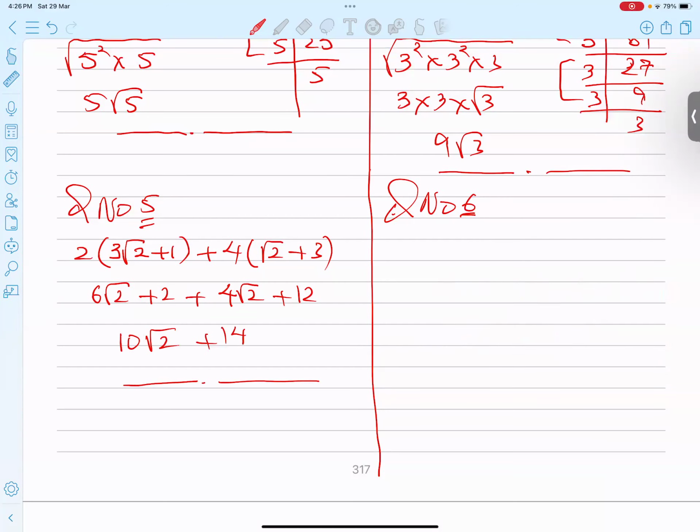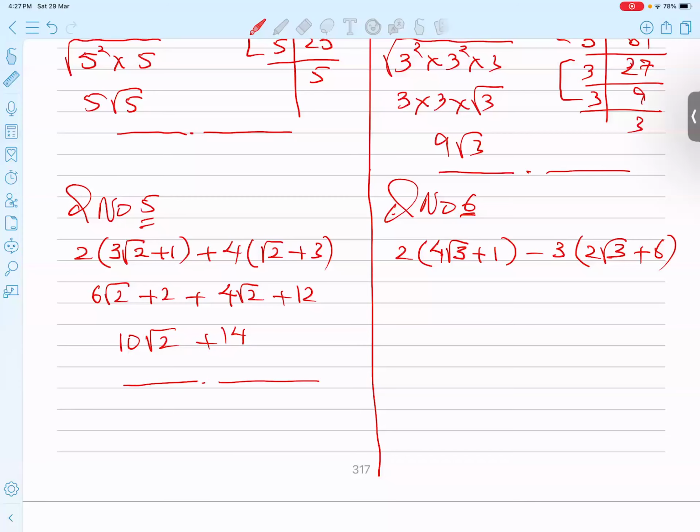I'm going to give you a question. You will try it. 3 times (root 3 plus 1) and negative 3 times (2 root 3 plus 6). Or I change slightly. I make this number bigger, so I make it 4 here. So take your time and solve this question. Expand the bracket and solve it like basic algebra.